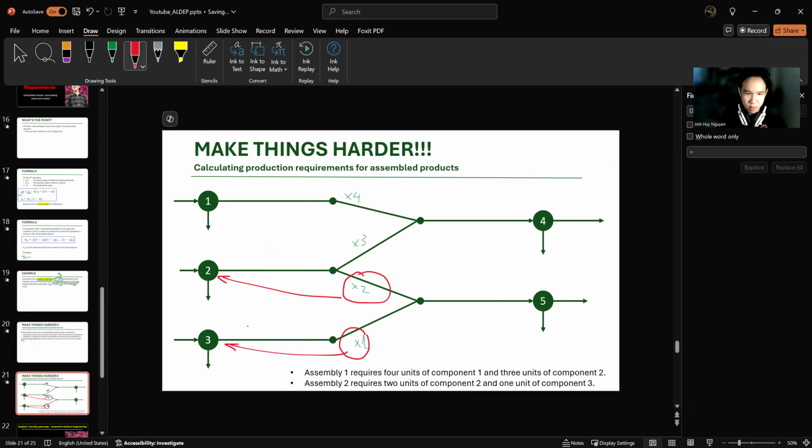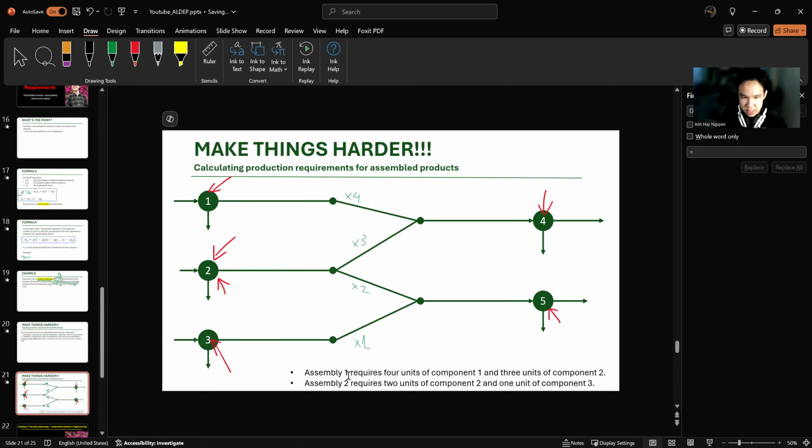Okay, I don't know if that makes sense to you. I'll say it again. To make one product number 4, you need 4 components 1 and 3 components 2. And to make one product number 5, you need 2 components 2 and 1 component 3, as you can see here.